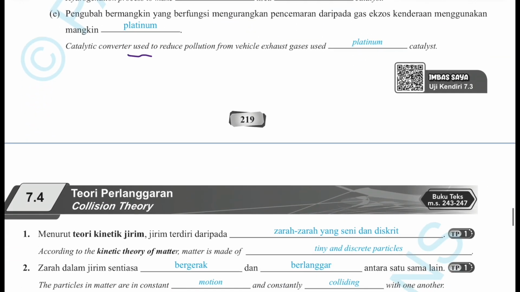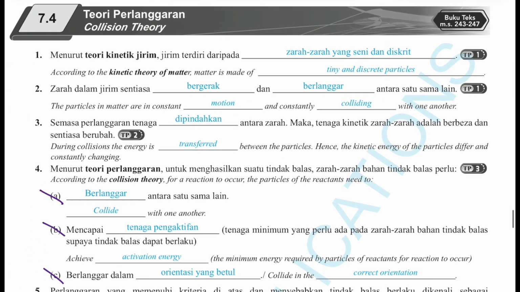Alright. I proceed to the collision theory. According to the kinetic theory of matter, matter is made up of tiny and discrete particles. Ni kamu dah belajar daripada menengah rendah ya. Okay, pasal matter ni, kinetic theory of matter. Matter is made up of tiny and discrete particles. The particles in matter are in constant motion and constantly colliding with one another. Partikel dalam matter ni sentiasa bergerak. Yeah. And then constantly colliding with one another. Sentiasa berlanggar antara satu sama lain.